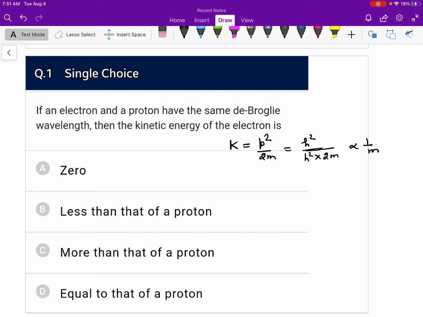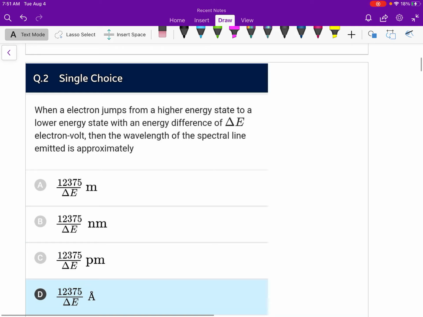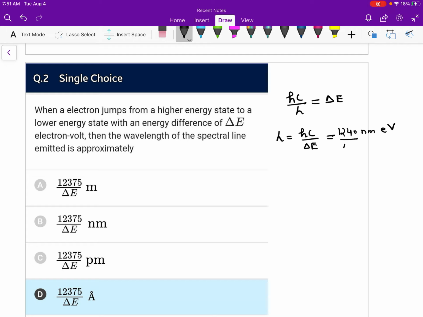Okay, next, when an electron jumps from a higher energy state to a lower energy state, energy difference delta E electron volt, then the wavelength of the spectral line. So hc by lambda is equal to delta E. So lambda is hc by delta E, which is 1240 nanometer electron volt upon delta E in electron volt. So this is 12400 angstrom upon delta E in electron volt. So we have 12400 angstrom. So closest option is D. So D is the correct option.